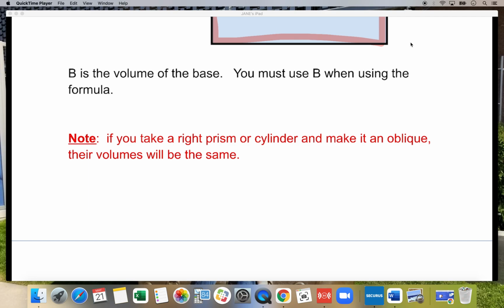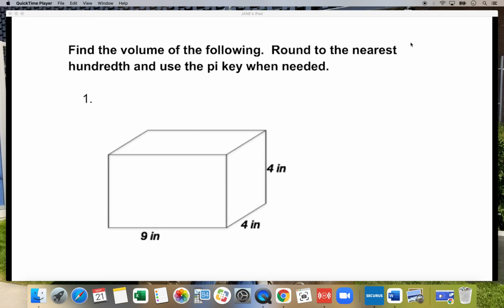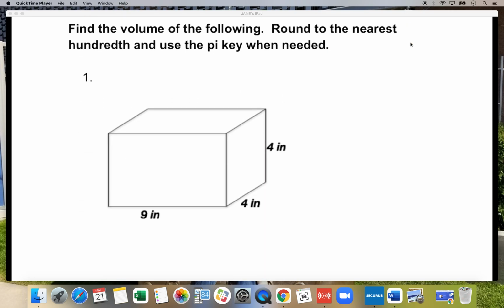Note that if you take a right prism or right cylinder and make it oblique, meaning you have it so that it's leaning to the side, the volumes will be the same. So it doesn't matter if it's a right prism or an oblique prism, a right cylinder or an oblique cylinder, we're going to use the same formula. Let's go ahead and take a look at our first figure.